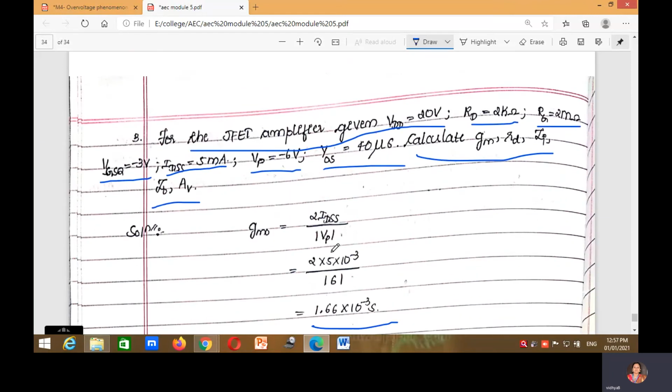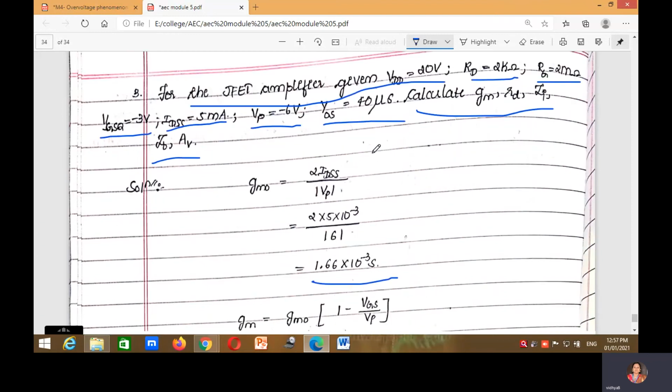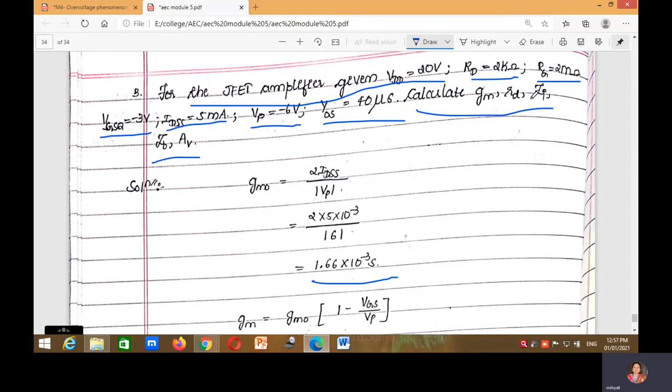Next problem, the JFET amplifier is given. VDD is equal to 20 voltage, RD is equal to 2 kilo ohm, RG is equal to 2 mega ohm, VGSQ is equal to minus 3 voltage, IDSS is equal to 5 milliamps, VP is equal to minus 6, Y naught S is equal to 40 microsiemens. Calculate gm, rd, ZI, Z0, AV.